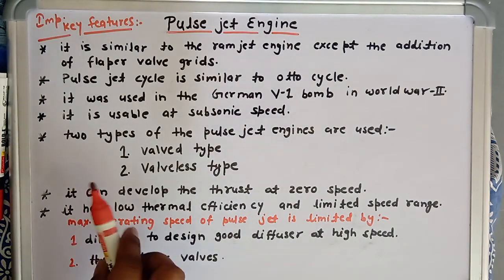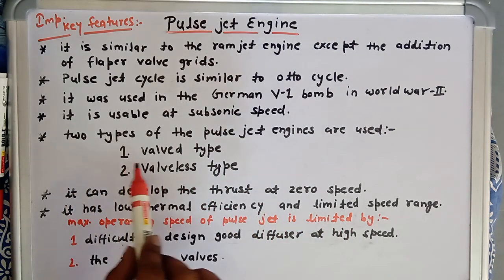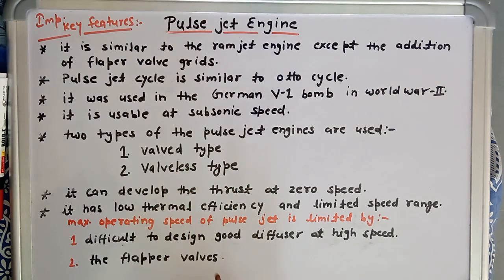There are two types of Pulsejet engines which are used. The first one is the valve type of engine and the second one is the valveless type of engine. In the valve type of engines, we use the flapper valve grids. It has some disadvantages because the valve is a mechanical component, and it will definitely have some wear and tear, so the efficiency will decrease.